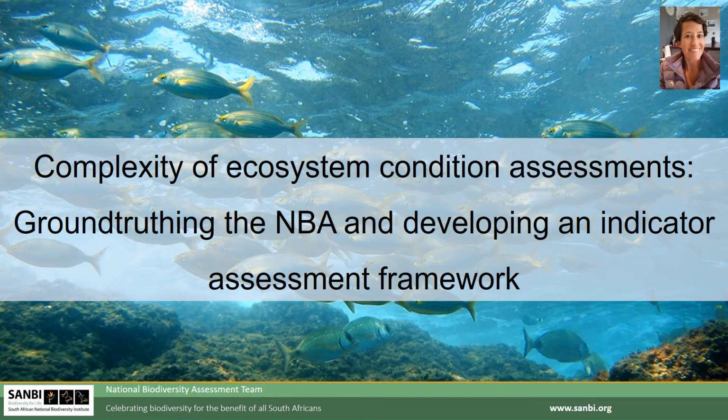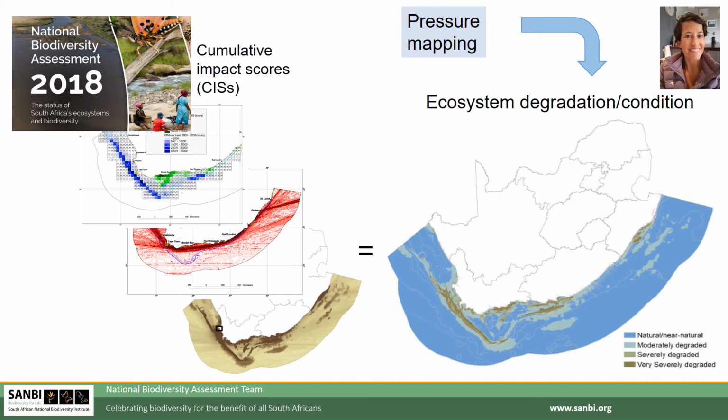Here I'm going to briefly talk about how we are trying to advance the current condition assessments from the National Biodiversity Assessment, and how we can use these assessments to ground truth the current condition maps and develop an indicator assessment framework. The current methods applied in the NBA are hugely valuable to determine ecosystem threat status using multiple pressures that have been measured and mapped throughout South Africa.